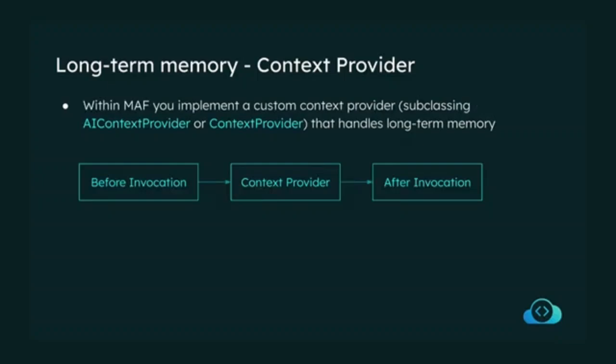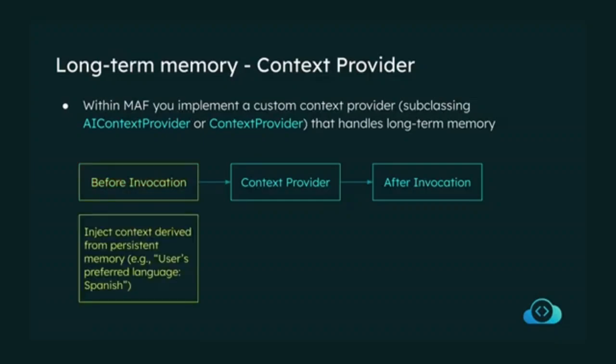All right, so within MAF, you implement a custom context provider. So the subclasses are listed here. It's AI context provider and context provider itself. So they are responsible for the long-term memory. So every context provider offers you two methods that you can override. So one is before invocation and one is after invocation. So it's like when the agent receives a prompt, the kind of stuff it does before processing the prompt, and the kind of stuff you can do after you receive a prompt.